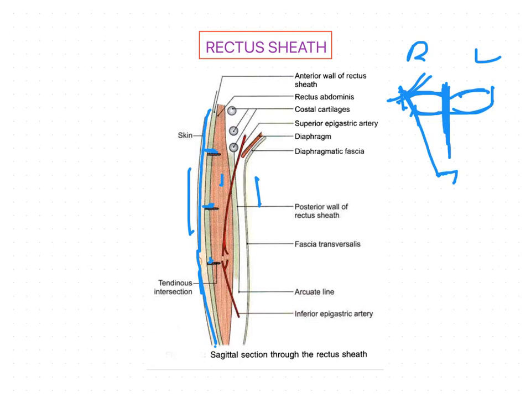Above the level of the costal margin is one region where you can find a difference in the formation of this sheath. The second formation is between the level of the costal margin and a point midway between the umbilicus and the pubic symphysis. That means it will come here.